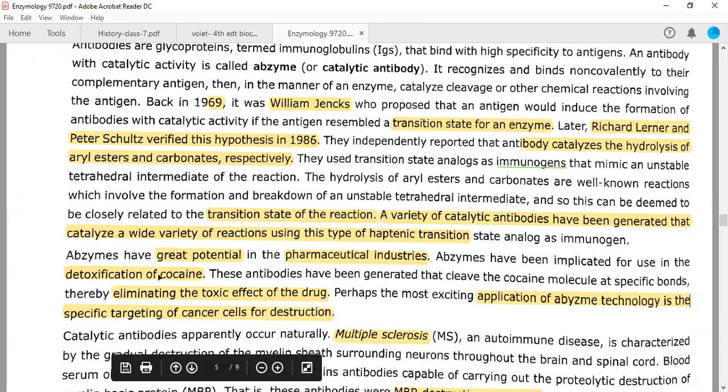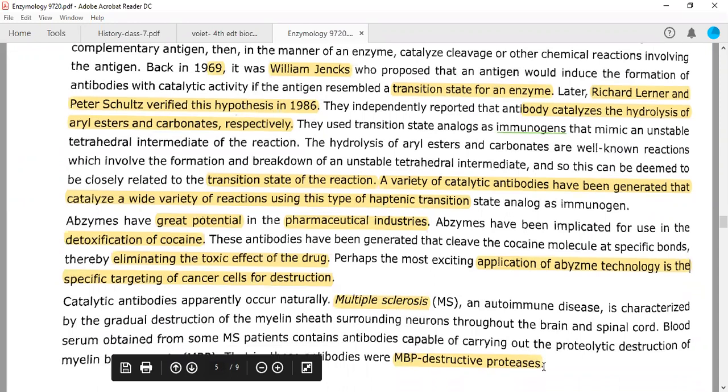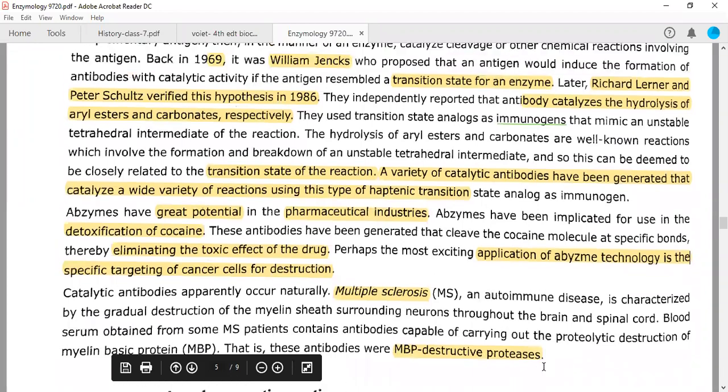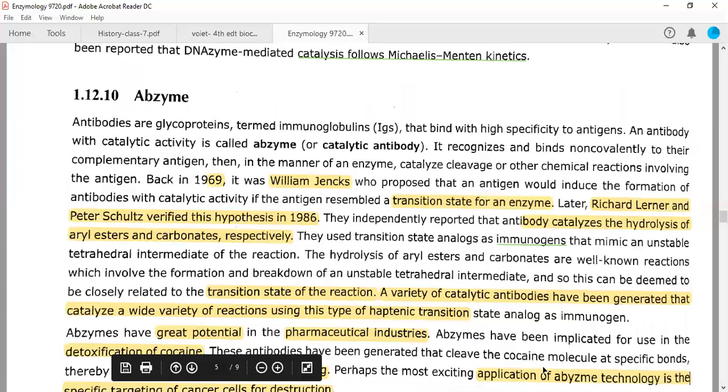They have application in detoxification of cocaine. They are also shown to be involved in multiple sclerosis, where they work like proteases. So therefore, as a conclusion, we can say these antibodies can also work like catalysts or enzymes. Therefore, they are called abzymes.